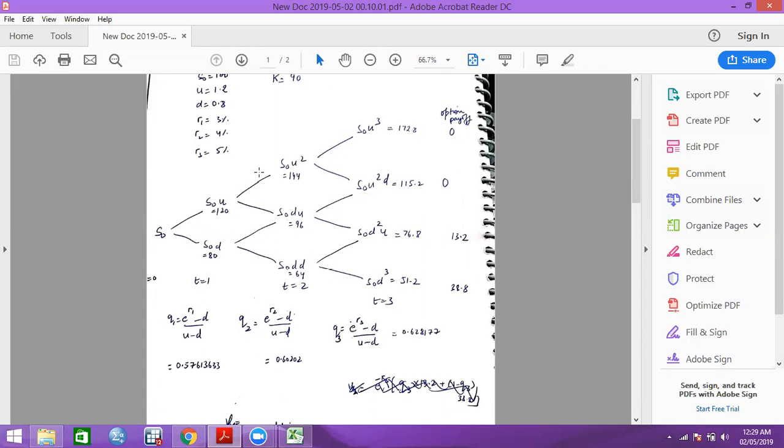Similarly, the risk neutral probability at this juncture will be e to the power R2 minus D, upon U minus D, and R2 will be 4% for this scenario. The value will be 0.60202. And similarly for time period 1, you have the value of Q1, which is e to the power R1, again R1 is 3%, minus D upon U minus D. The value is 0.576. So we have calculated separately the risk neutral probability for each time period, and now we are going to see how we can proceed with these values in the Excel file.